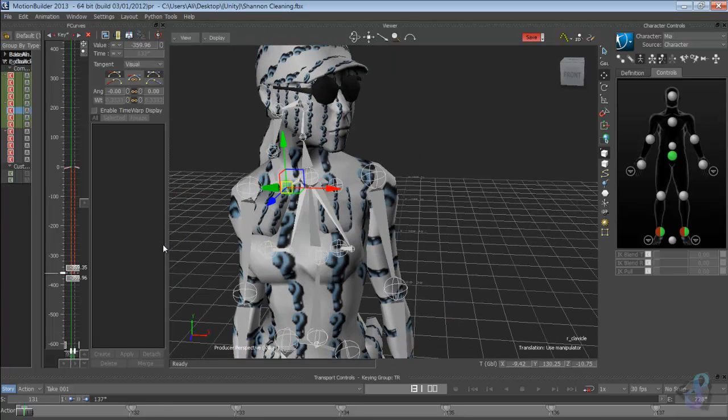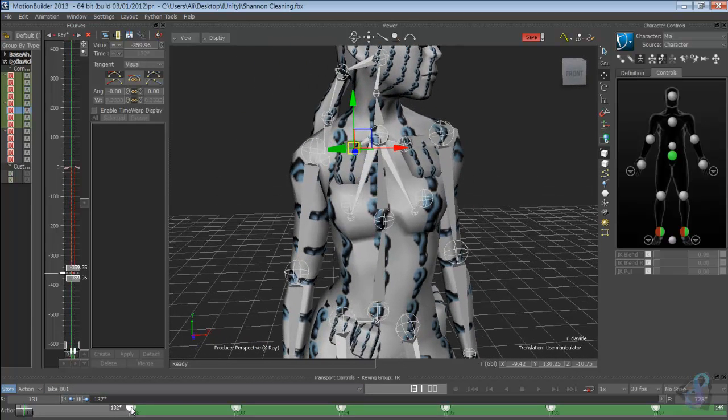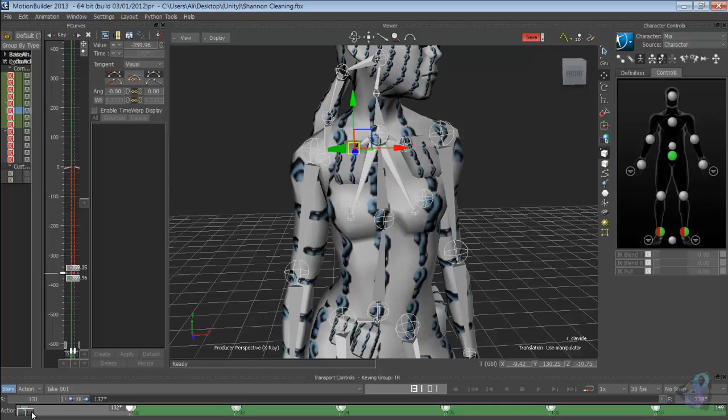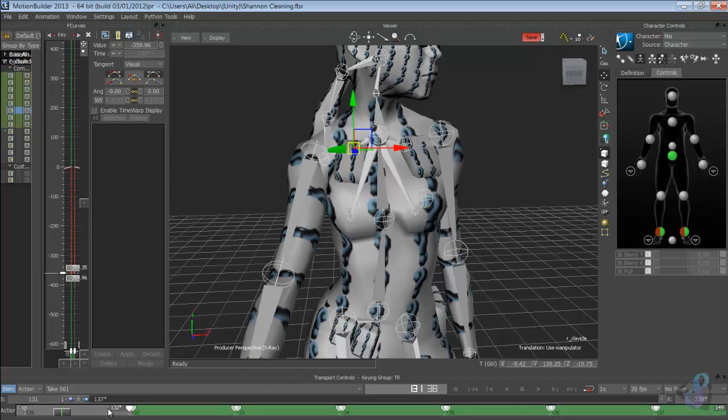Going one more on top. Oh, look. Here we have two keyframes. Did I select two bones? No. We only selected one bone. So what's going on?